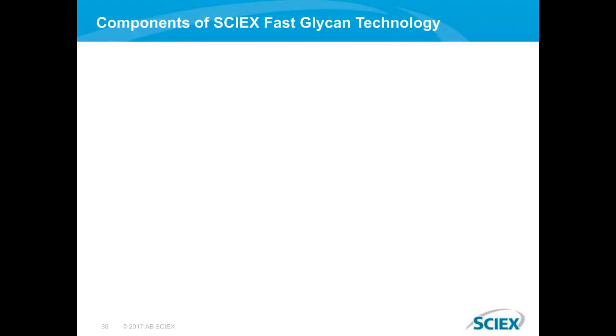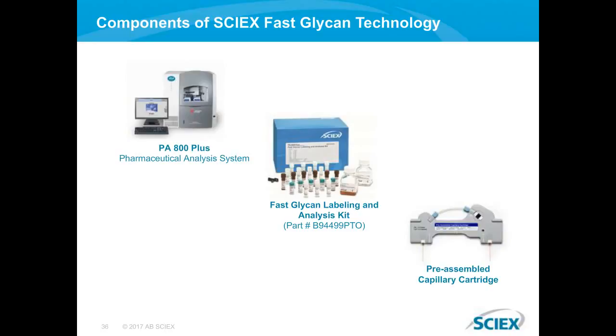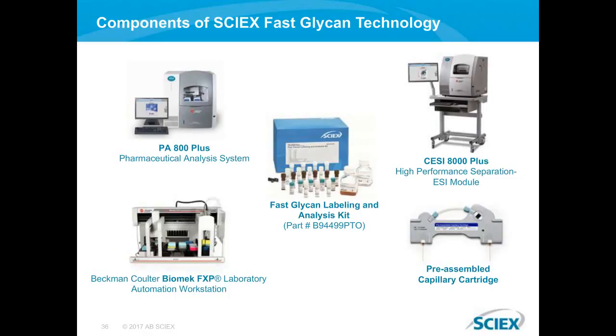So if we would like to check the components of the fast glycan technology, of course the centerpiece is the kit itself, which contains the pre-assembled capillary cartridge used for the P800 Plus pharmaceutical analysis system. However, the CSI-8000 Plus platform, which works with mass spectrometry, can be used as well because it can accommodate fluorescent detection. And finally, a liquid handling robot can be very, very useful if someone has not only a couple of samples, but dozens of samples.